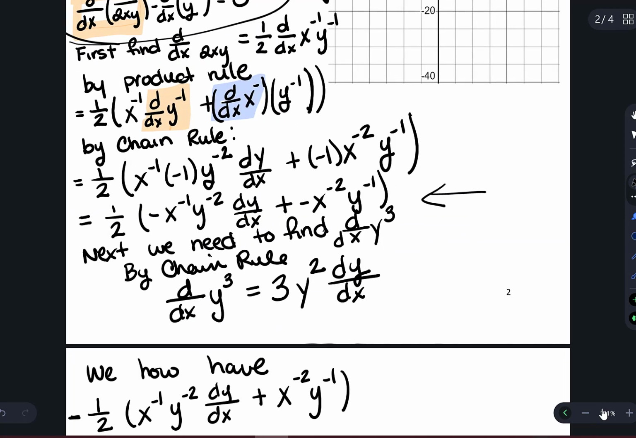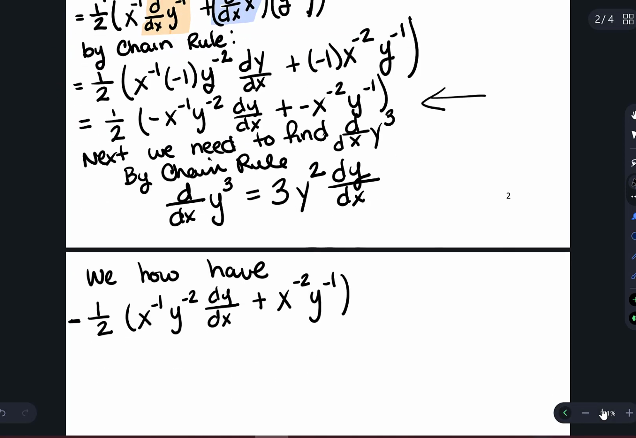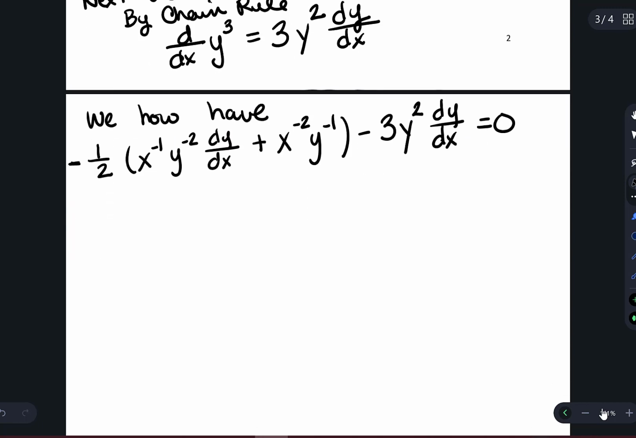And then our second term, we took minus the derivative with respect to x of y to the third, and we found that that was equal to 3y squared times the derivative of y with respect to x, and we set that equal to 0. So now to finally get to the actual derivative, our second step with our implicit differentiation is we're going to solve for dy dx.